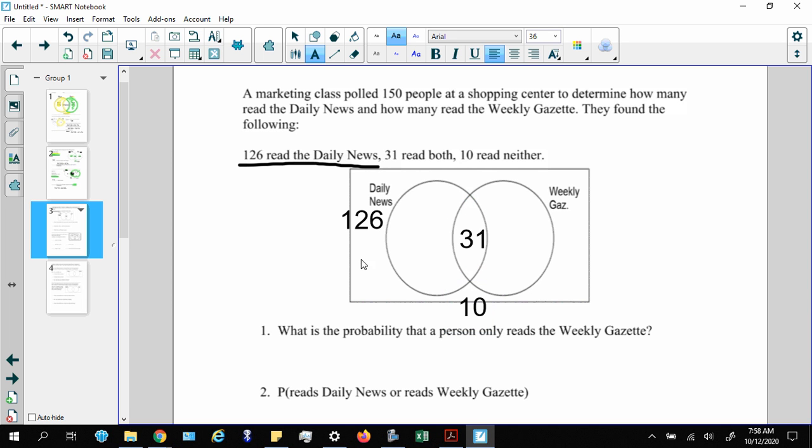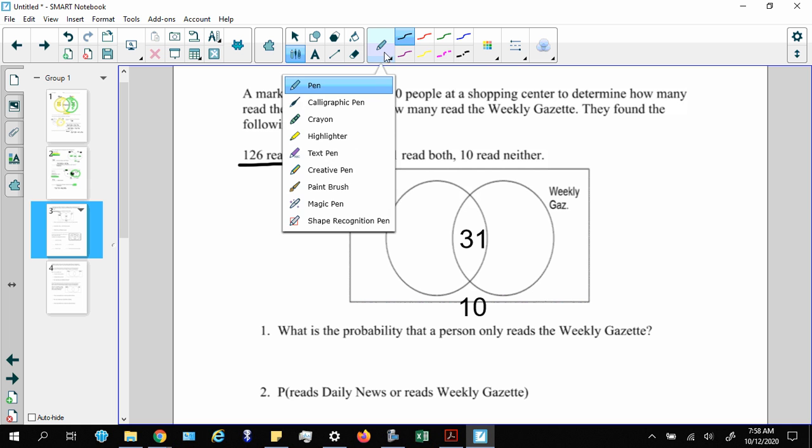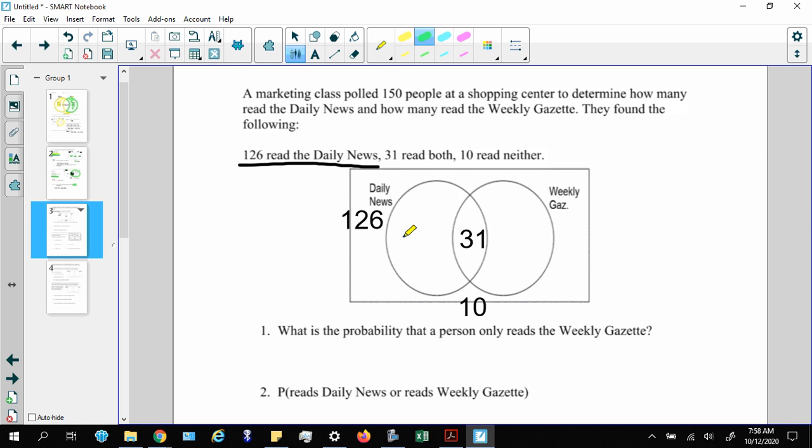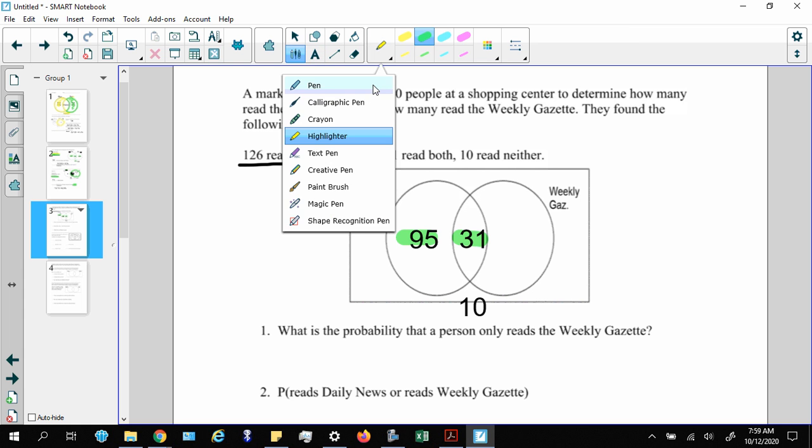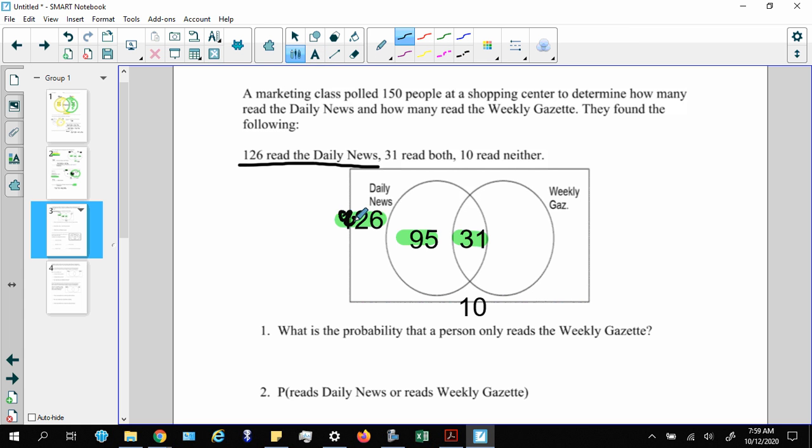Now, remember the daily news is 126. This is the third time we've done this: whatever number is here plus this 31 will give me 126. So a simple subtraction problem gives me 95. Once you figure out the daily news, you don't need that 126 anymore. That 126 is just extra information. So rather than it confusing me, I'm just going to go ahead and cross it out. I don't need you.